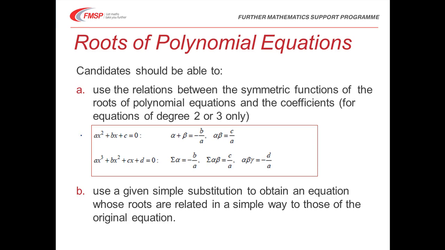So for quadratics, alpha plus beta is equal to minus b over a, and alpha beta is equal to c over a. And for cubics, sigma alpha is equal to minus b over a, sigma alpha beta is equal to c over a, and alpha beta gamma is equal to minus d over a.